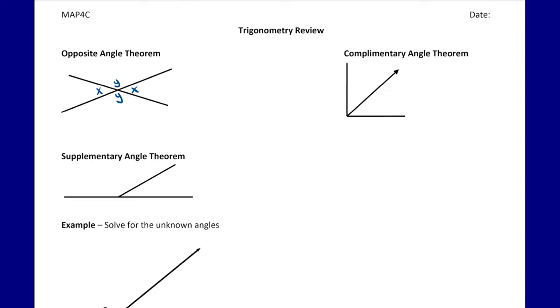Complementary angle theory means that these two angles, x and y, we could say here, x plus y have to form or add up to 90 degrees. Quick way you could figure that out: complementary, C, think of corner. Corner is 90 degrees.